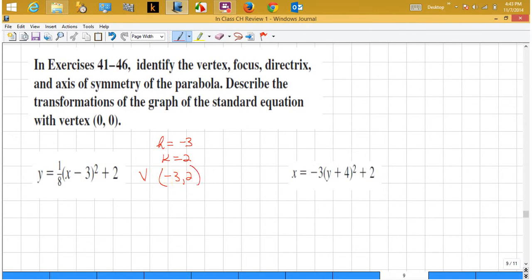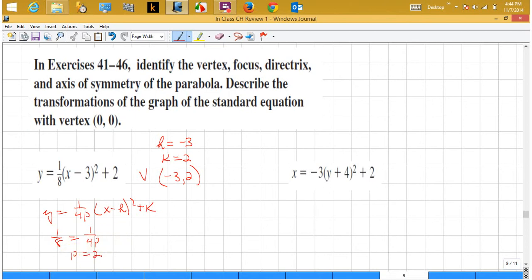All right, let's find the value of p. So I'm just going to take a look at this 1/8 portion, right? Because the equation would be y is equal to 1 over 4p, (x minus h) squared plus k. So we can just concentrate on the 1/8 to find p. So I'm going to say 1/8 is equal to 1 all over 4p. So p must be equal to 2.